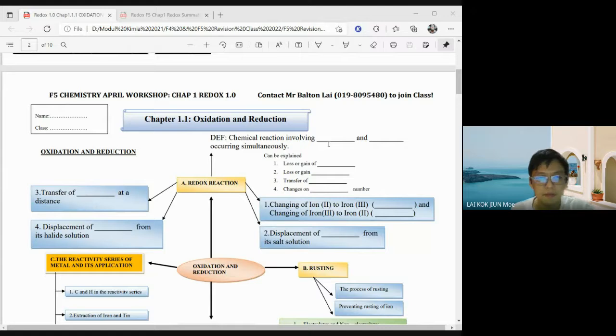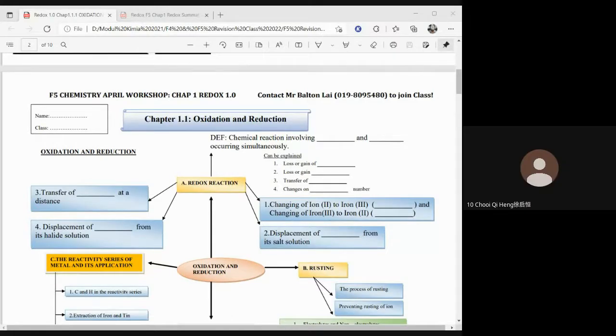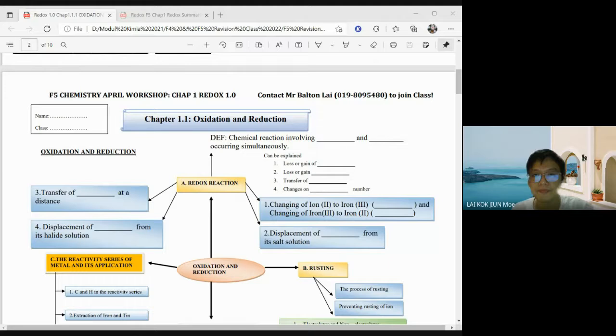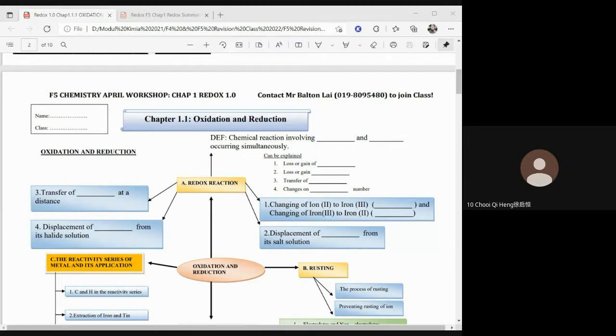concept map first. First thing, oxidation is what? Reduction is what? The definition you must know very well, because the structure question can ask you to define what is a redox reaction. So can we have the answer from our friend here? Chi-hung, can you complete the definition here? Chemical reaction involving oxidation and reduction occurring simultaneously.